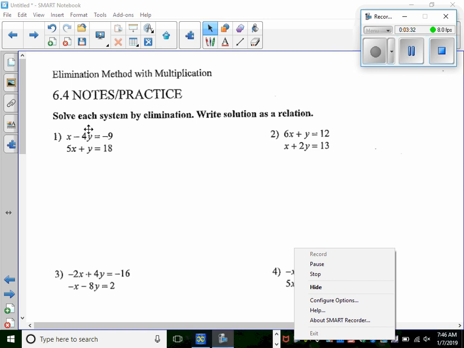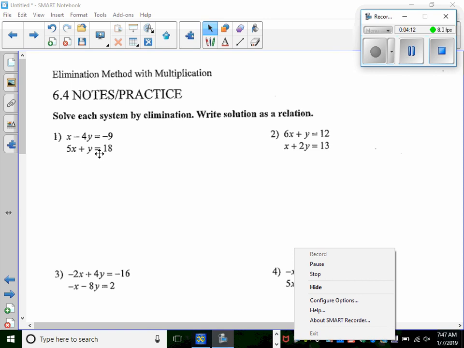If I wanted to eliminate the y's, well, what would I multiply this one by? A positive what? 4, because then I would have a positive 4 and a negative 4, and they would be eliminated. So that's why it's called elimination with multiplication, because now you need to decide which variable you would like to eliminate and then multiply in order for that to happen. Okay, that's really the basis here. So I would actually rather do the 4s because they already have the opposite signs.